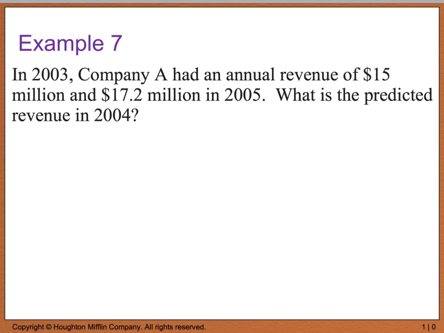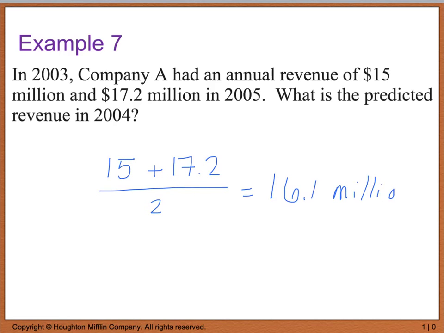So in this case, we don't really have to look at the years or our x values. We can just look at our y values, or the average or midpoint of our annual revenues. So if we do that, I see that we have 15 million plus 17.2 million, and we're going to divide that by 2. So 15 plus 17.2, if we divide that by 2, that's going to give us $16.1 million.